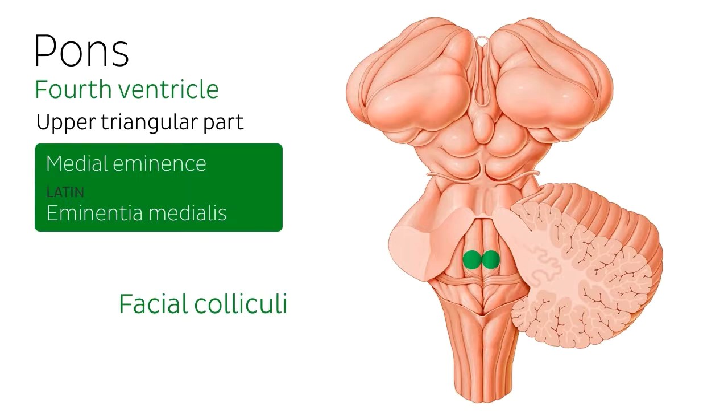And as you'll be able to see, the medial eminences are bounded laterally by a structure called the sulcus limitans, and the sulcus limitans provides the medial border for our next structure.